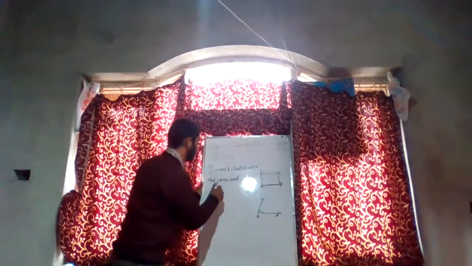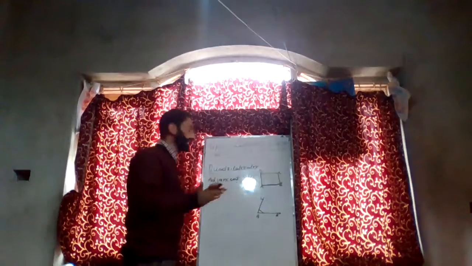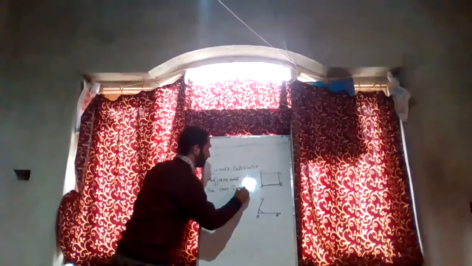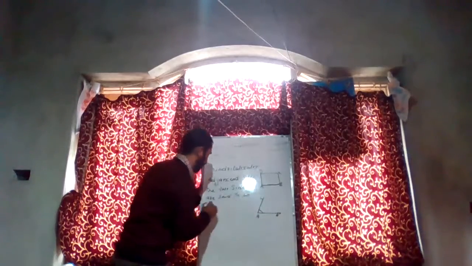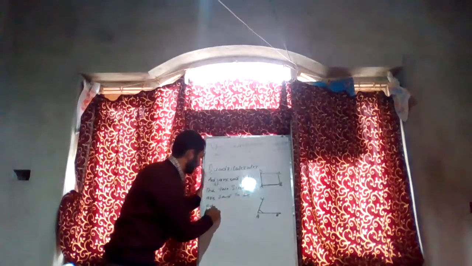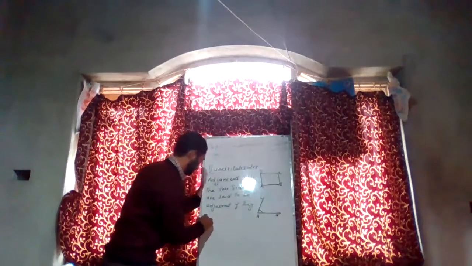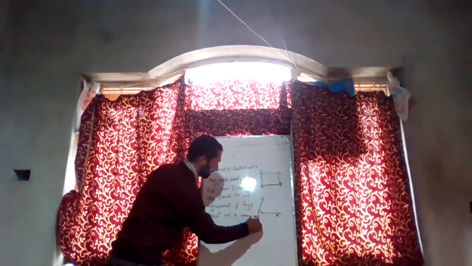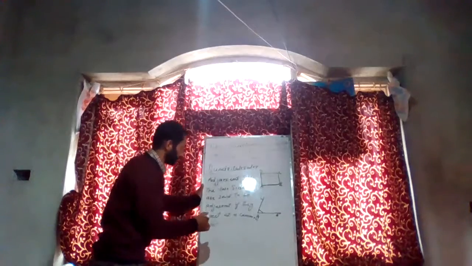Adjacent sides are two sides. The two sides are said to be adjacent if they meet at a common point.